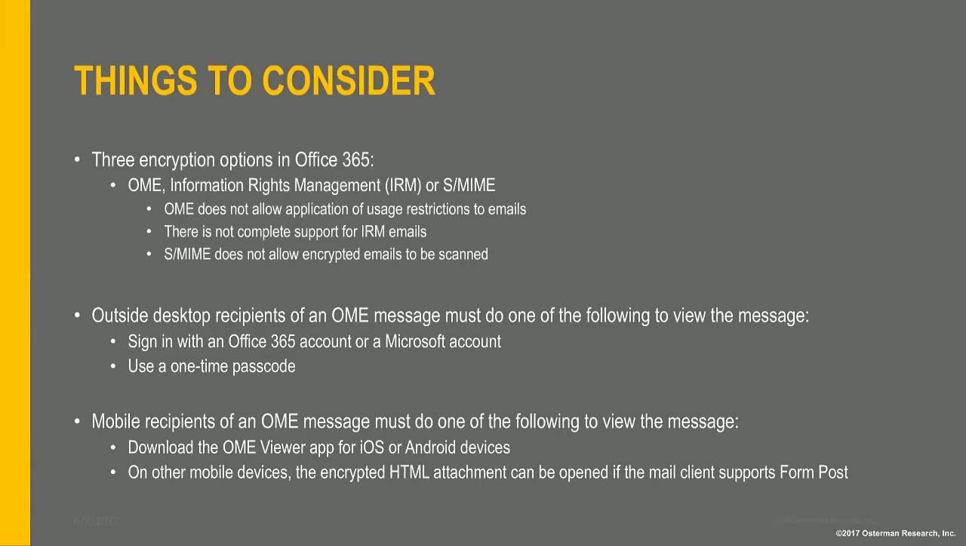Also, mobile recipients of an OME message have to do something to view the message. Either download the OME Viewer app that's available for either iOS or Android, and that's a free app, but it does have to be downloaded if it already hasn't been. And on other mobile devices, the encrypted HTML attachment can be opened if the mail client supports form post. So, again, these are not tremendously onerous things, but they do present a barrier to receiving an encrypted message that's been sent through Office 365.